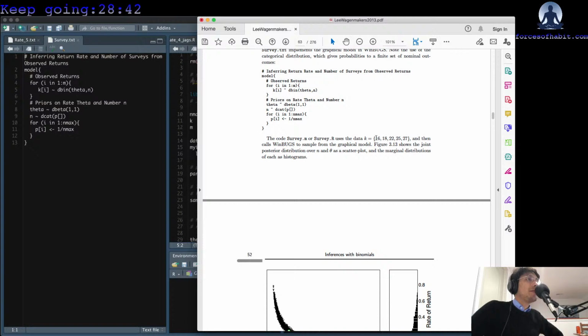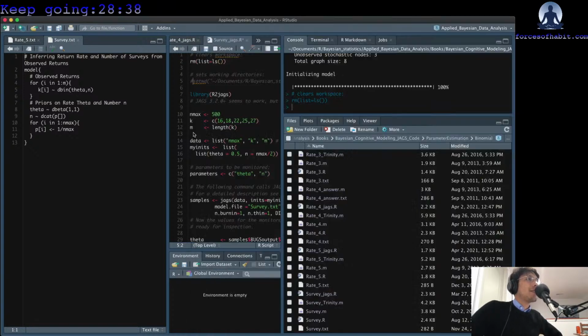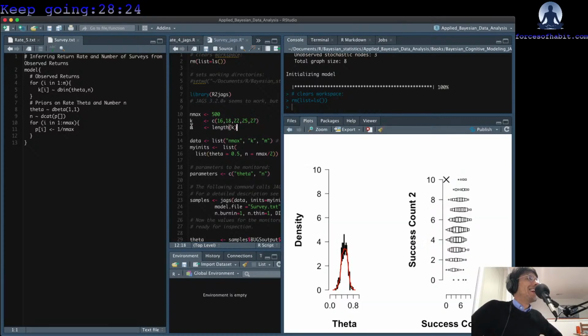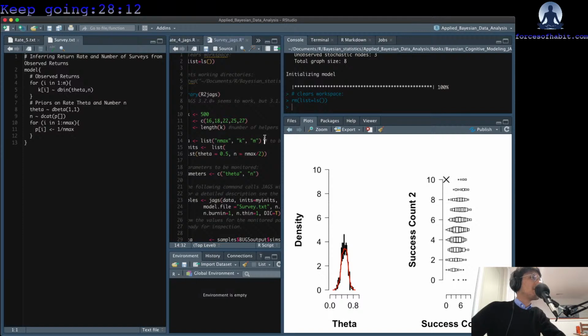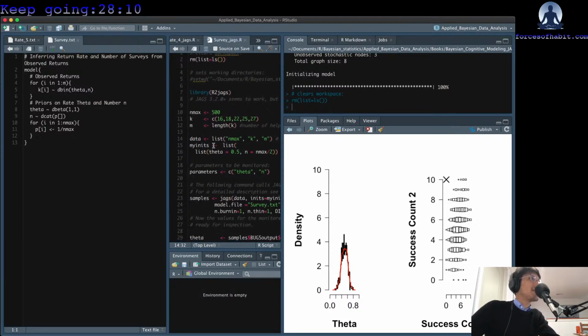So now we observed k at these 5 values. Let's move over to the code now. We specify n max here, and we observed. If the max is 500, we have some lazy survey folk, I will say. And then we need the length. Why did we need the length? We need the length of how many helpers. So this is the number of helpers.